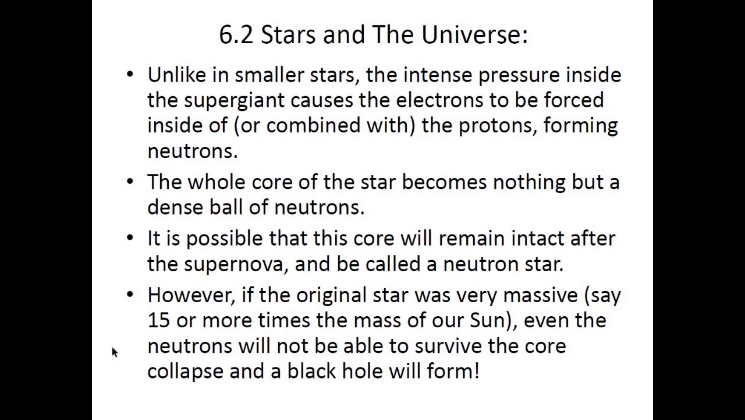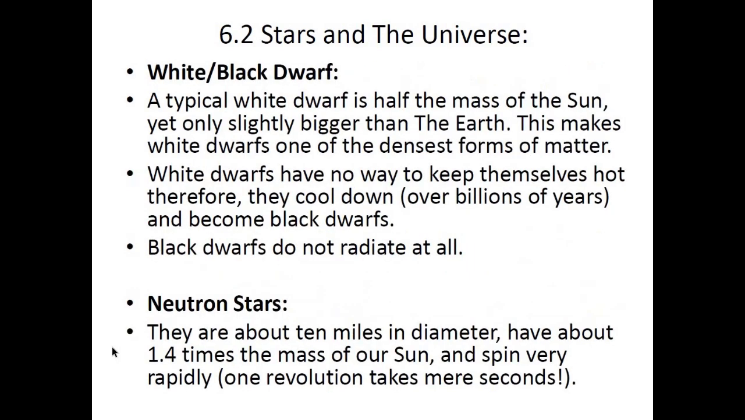Sometimes what happens is that if the star was too massive to begin with, let's say 15 or 20 times more massive than our sun, even the neutrons will not be able to survive the core collapse, and a black hole will form. A typical white dwarf is half the mass of the sun, yet only slightly bigger than the earth, because everything is compressed together.